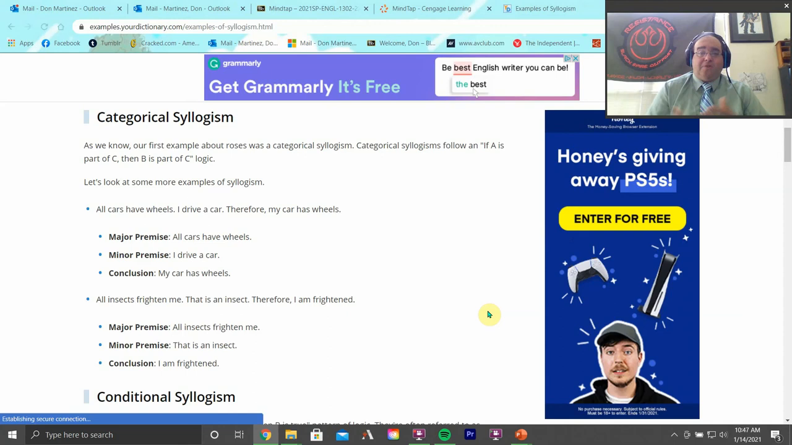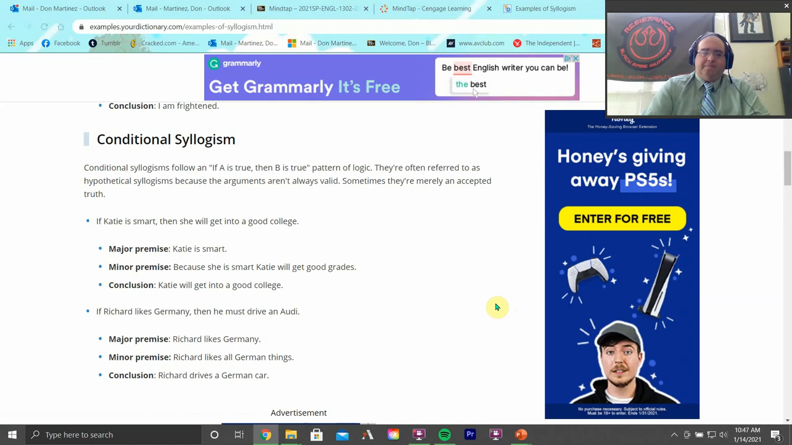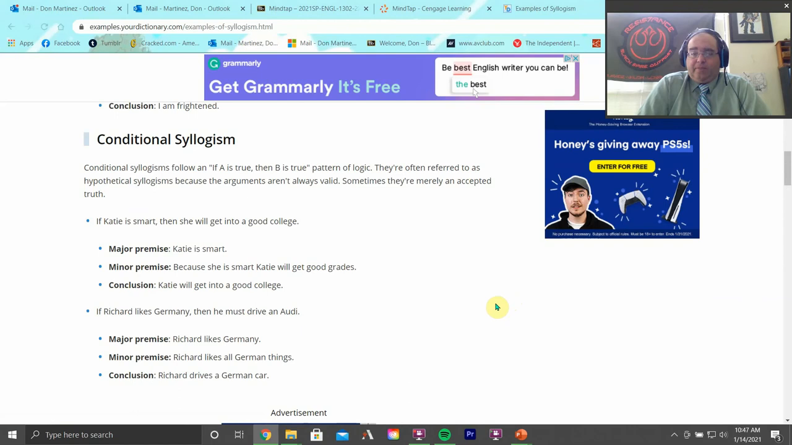Then we have the conditional syllogism. Okay. So you can write this one of two ways. You can either write it like we did with the categorical one. So the first example here would read, Katie is smart. Because she is smart, Katie will get good grades. Katie will get into a good college. Okay? So you can shorten that into, if Katie is smart, then she will get into a good college.